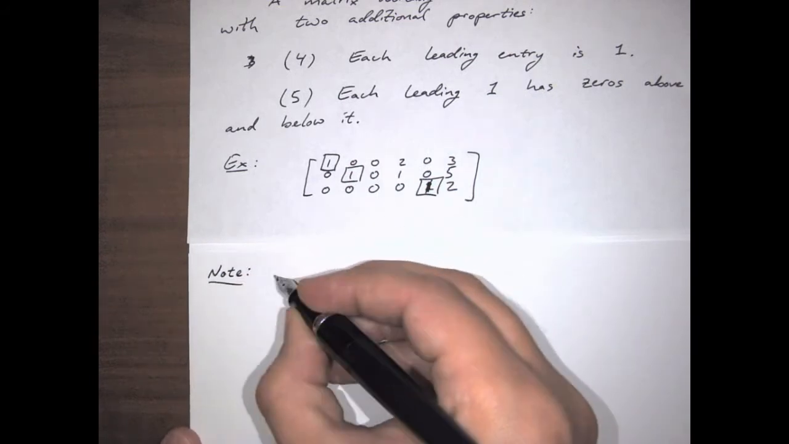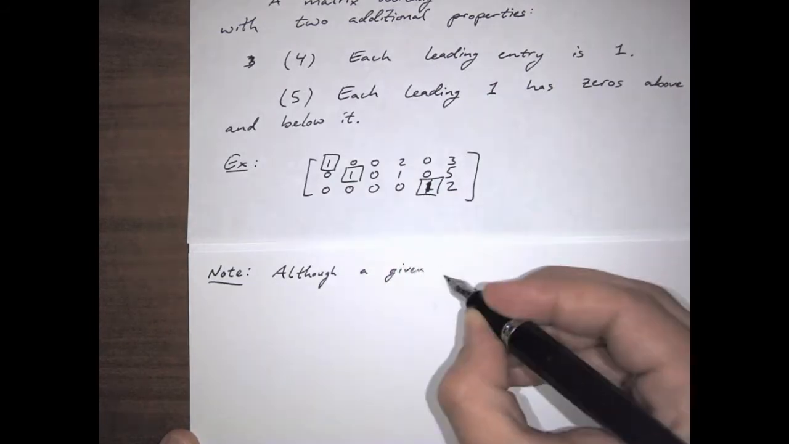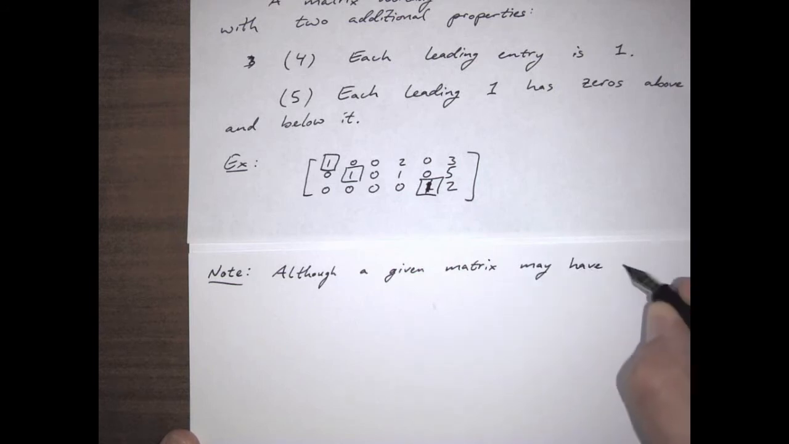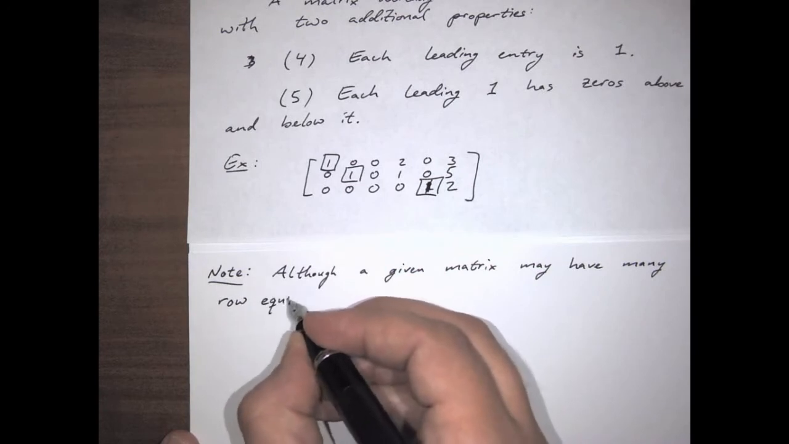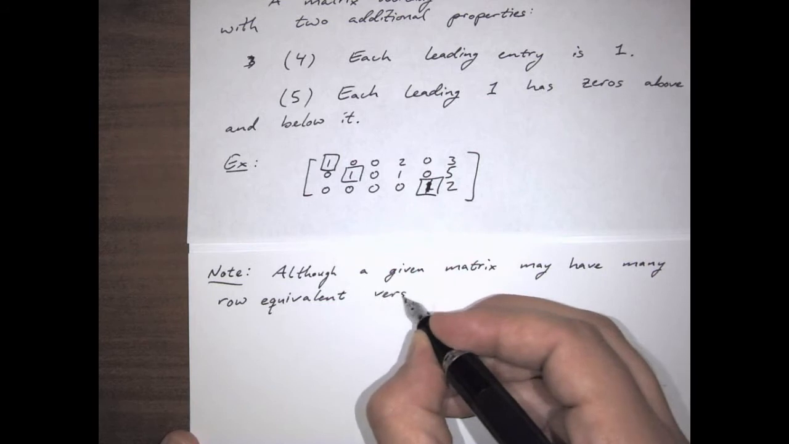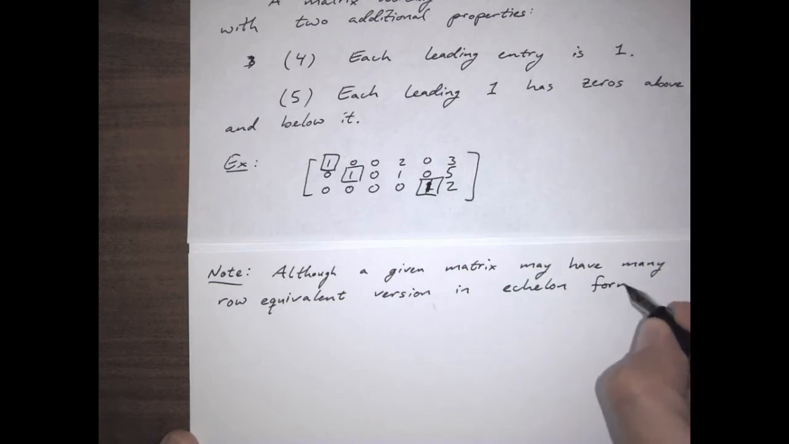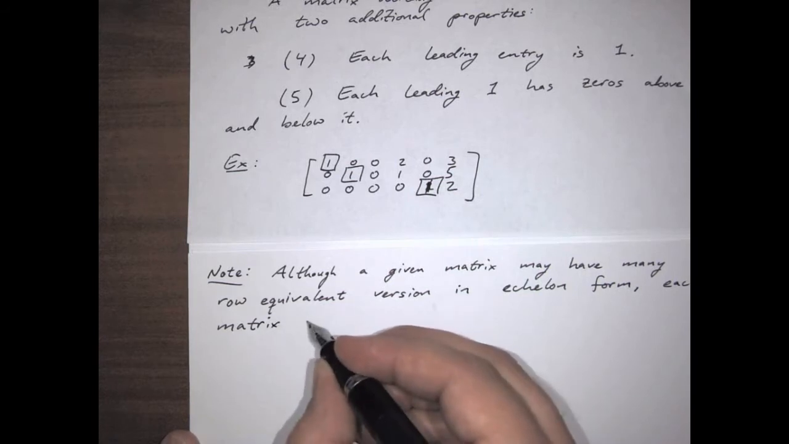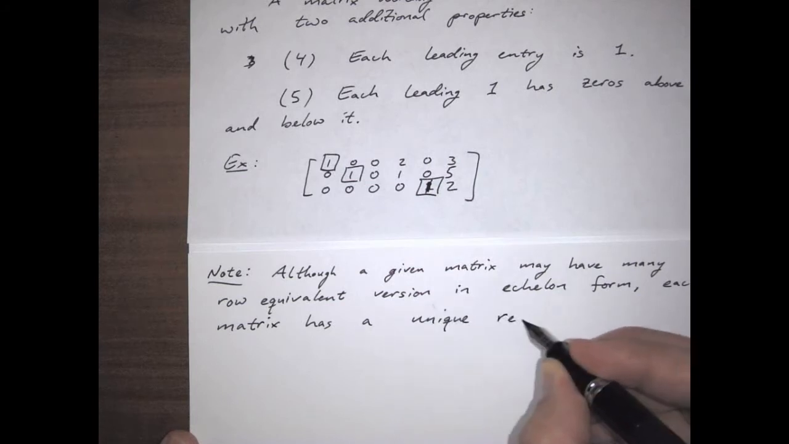So note, although a given matrix may have many row equivalent versions in echelon form, each matrix has a unique reduced echelon form.